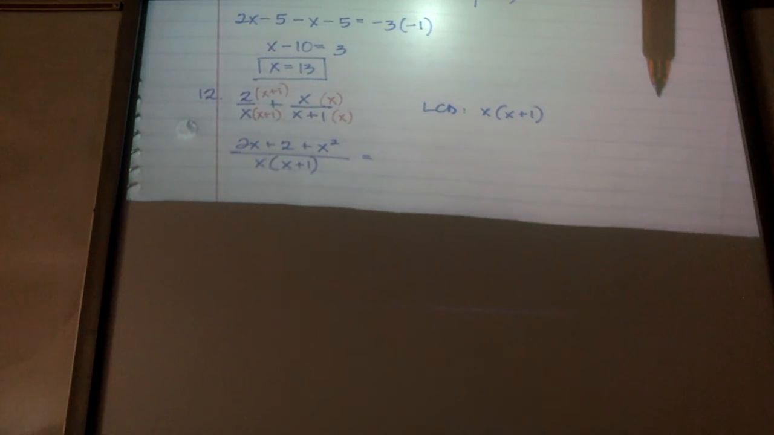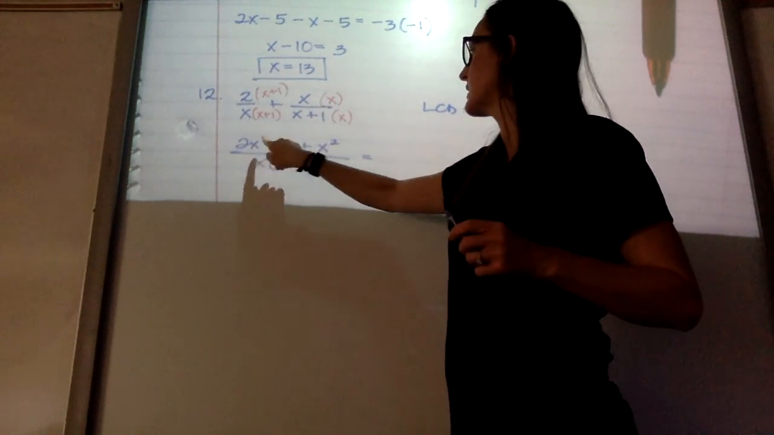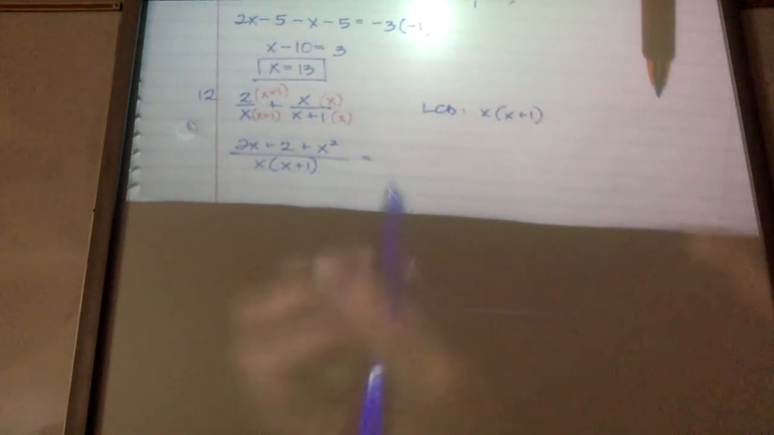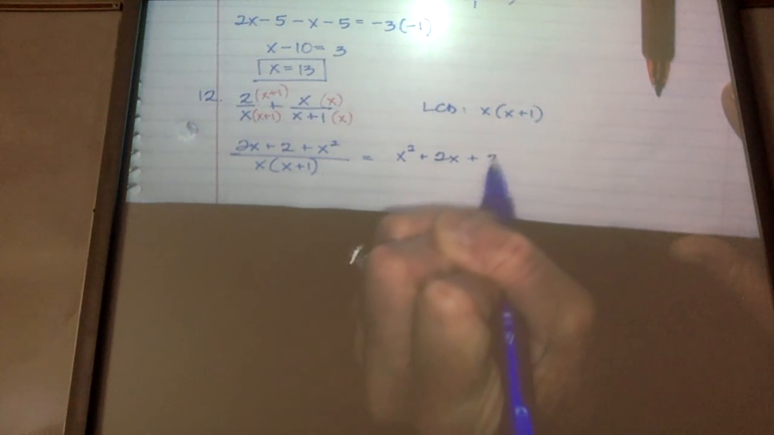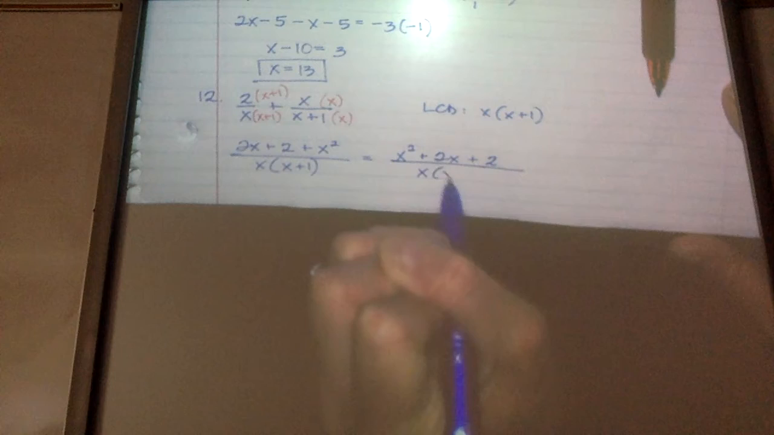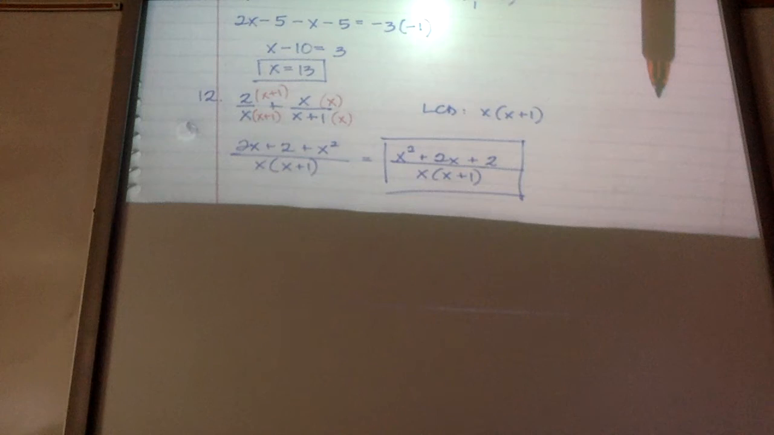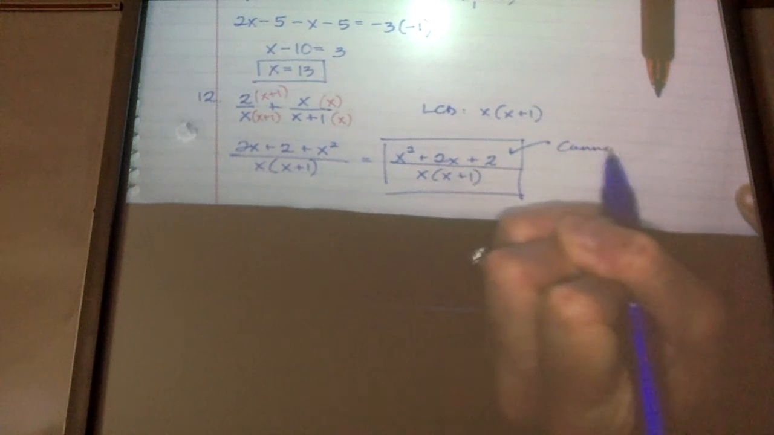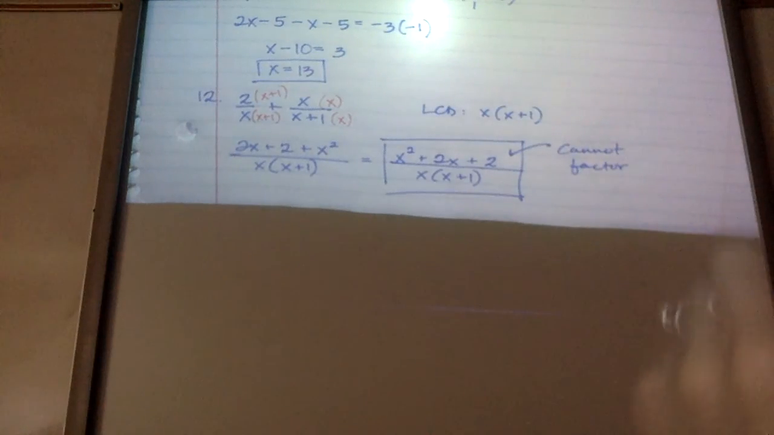All right, I distributed 2 times x, 2 times 1 plus x times x. So that's where I got 2x plus 2 plus x squared over my common denominator. From here, I'm going to simplify. I get x squared plus 2x plus 2 over x times x plus 1. Now, if I could, I would factor the top and simplify, but the top is actually unfactorable. So I cannot factor the top part. So I'm going to leave it. So there's number 12.